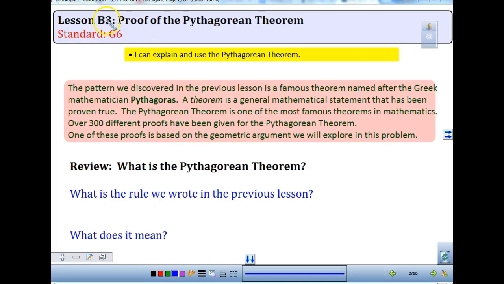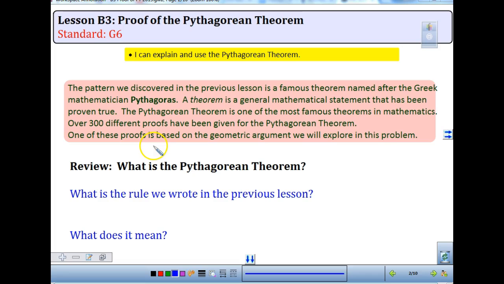So today, lesson B3, proof of the Pythagorean theorem. What you want to be able to think about is the I can statement: I can explain and use the Pythagorean theorem.